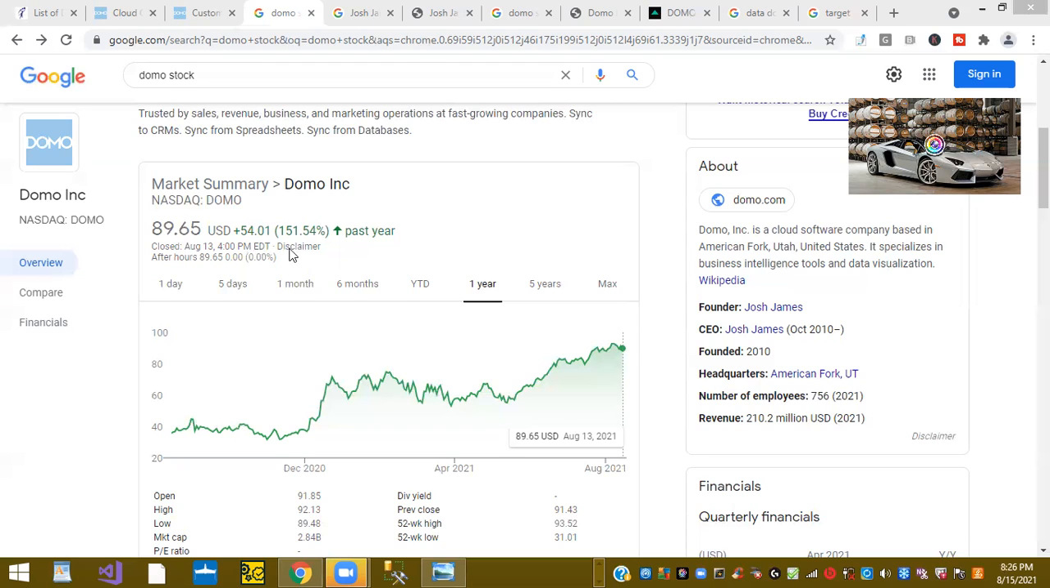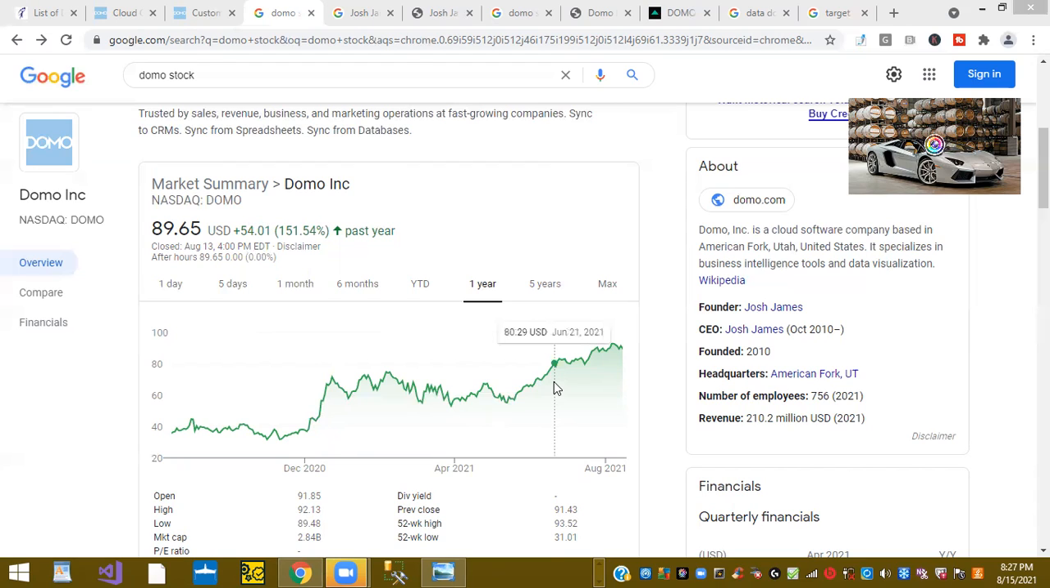Over the last year, the stock has seen growth of 151% since August of last year, when it was trading at $38 per share. I've been with the stock since 2019, but it stayed sideways for a lot of 2020. As you can see, it was flat. But then, at the very end of 2020, getting into 2021, it popped up, and it's been on a cruise ever since.